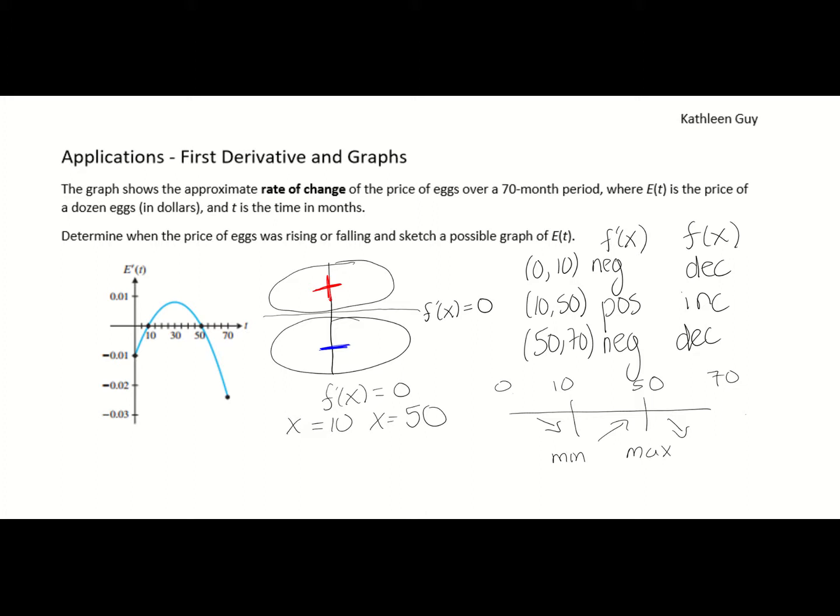So, determine when the price of eggs was rising or falling. It was rising from 10 to 50. Increasing means that the price was rising, and decreasing means the price was falling, in terms of the context of our question. And now, sketch a possible graph.